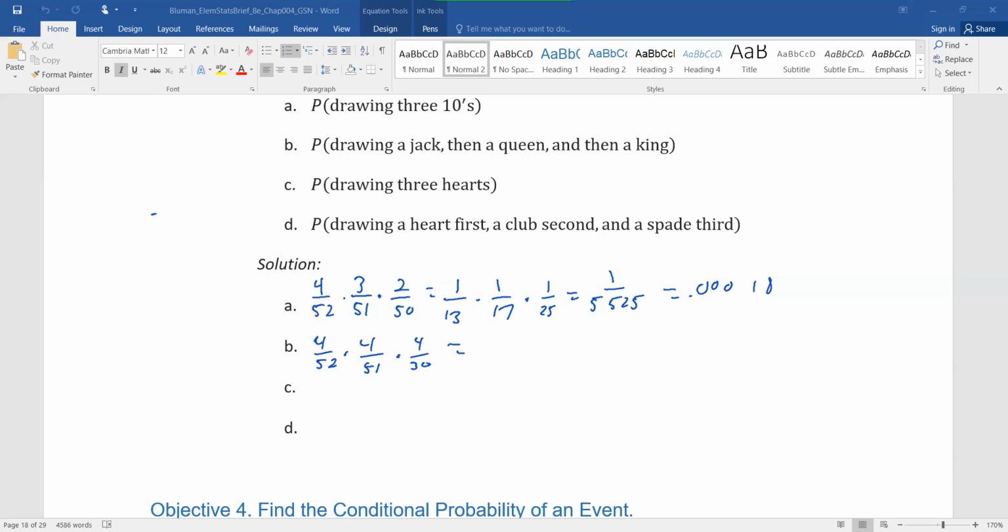So 4 times 4 times 4, 64. 52 times 51 times 50. Why did I put a 30? 50. Yeah, somehow. All right, so then we'll just do the straight math from here. We'll just say 64 divided by 132,600. And that would be 1, 2, 3, 4 eighths.